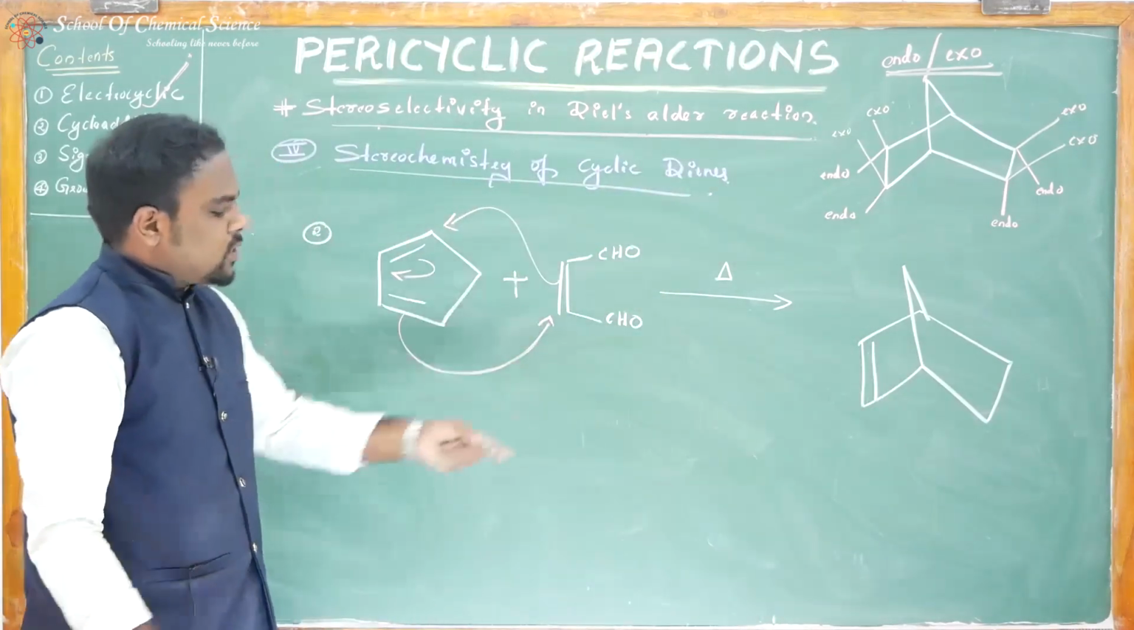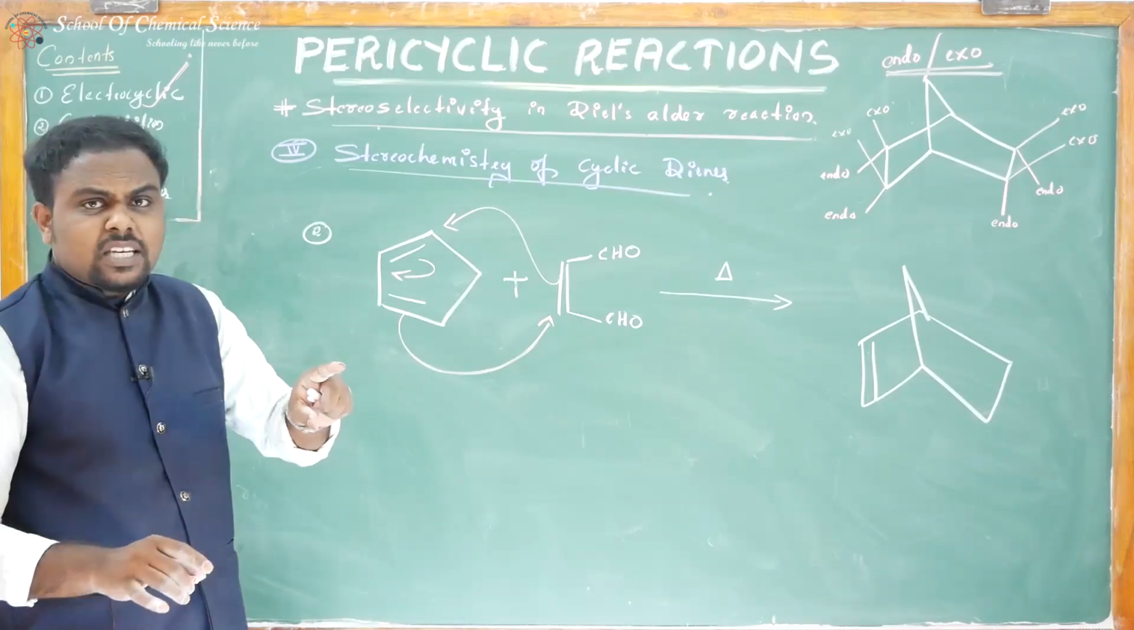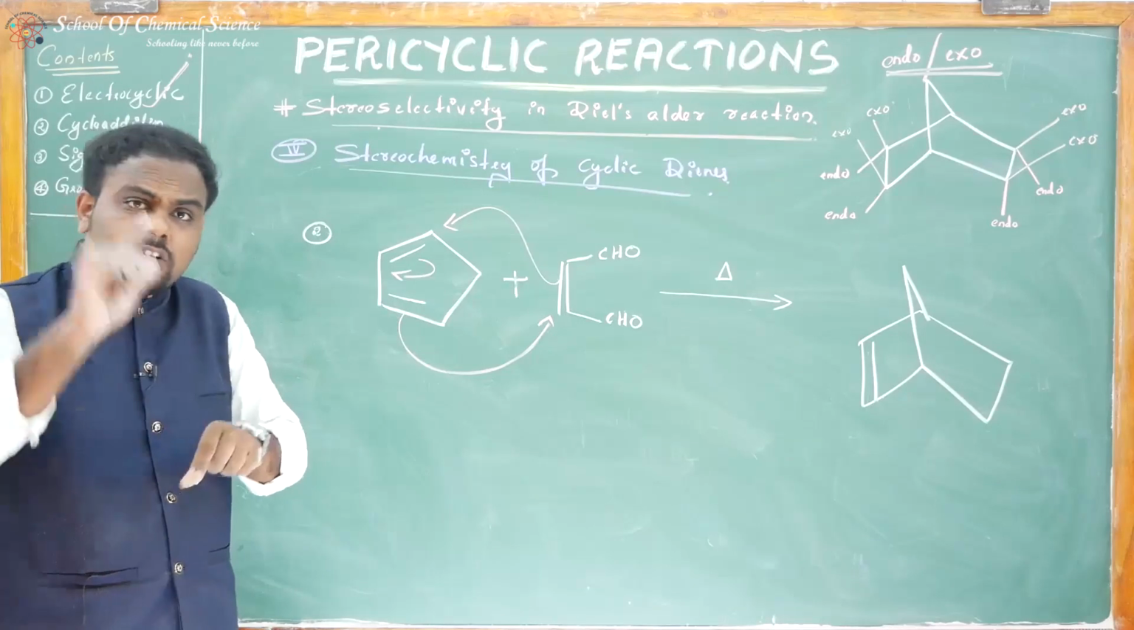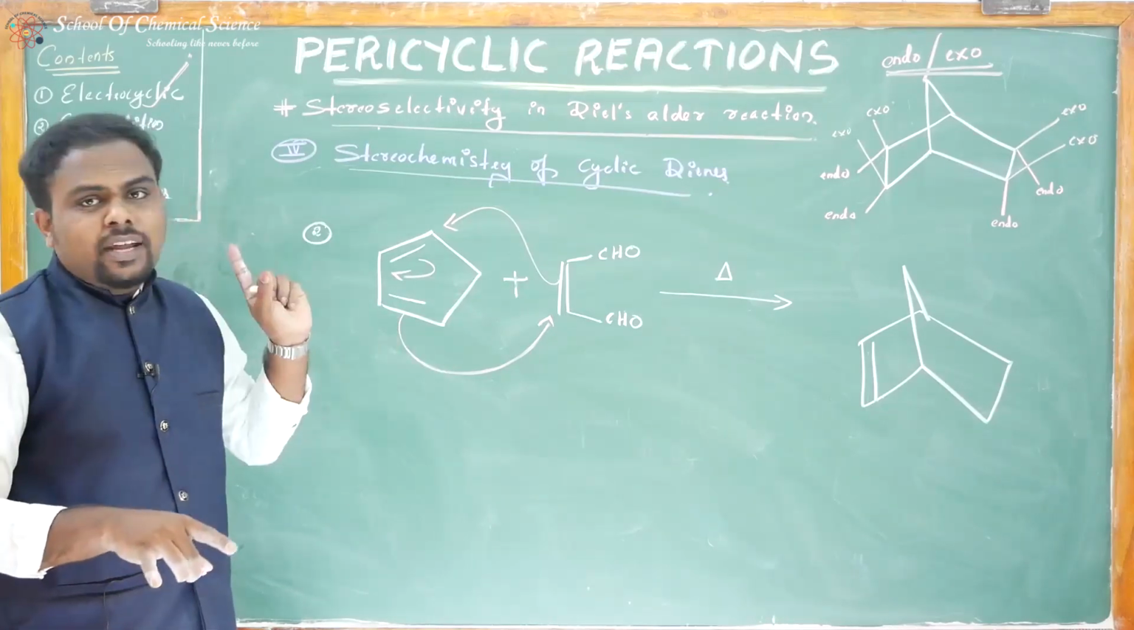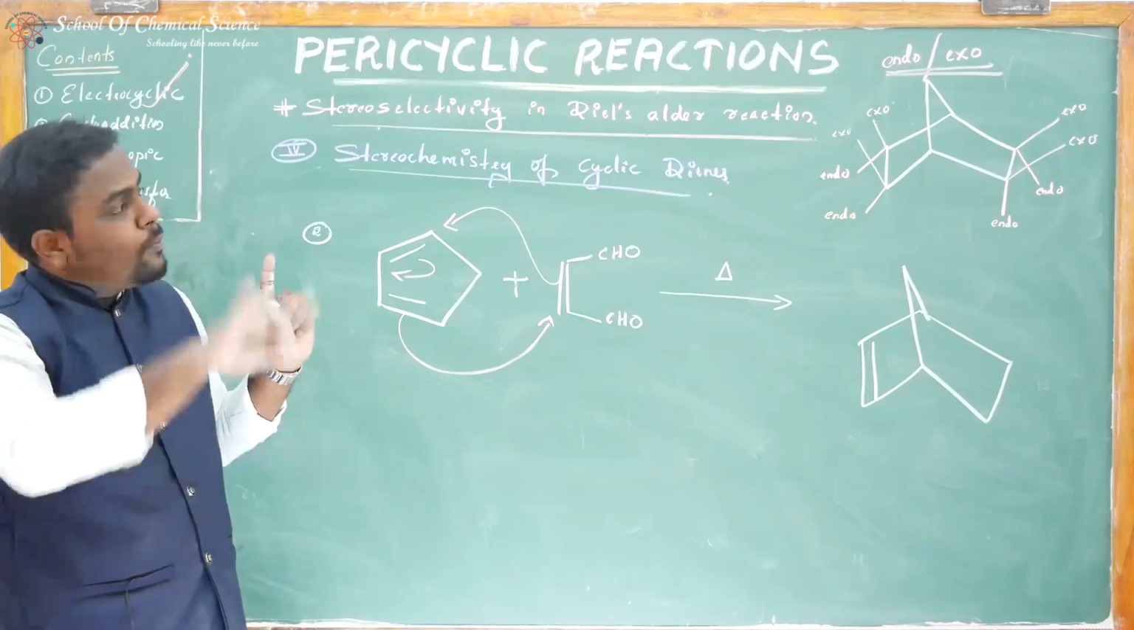What is the stereochemistry of these two CHO groups? In the case of Norbornene system, stereochemistry is endo or exo, not cis or trans, above the plane or below the plane. This is endo or exo. Below, exo; above, endo.